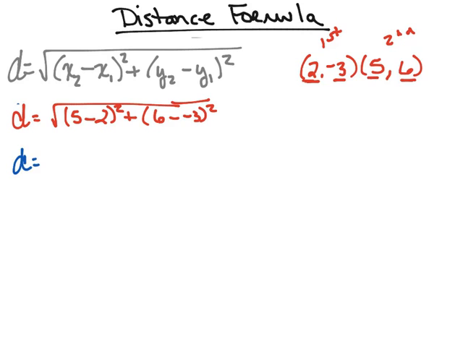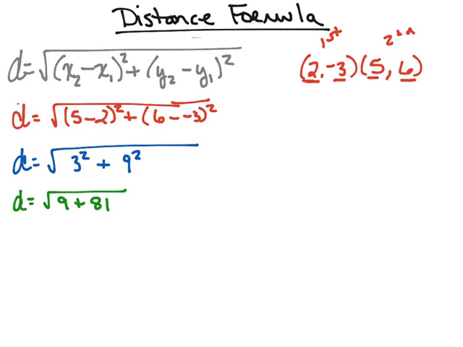Now we're going to start doing the math here. The first thing I want to do is subtract 5 minus the 2. Got to do what's in parentheses first. So 5 minus 2 would give me a 3. Now I'm going to do that second set of parentheses there. 6 minus a -3 is going to be a +9. So now I'm going to move on to the next step, which is to square each of those numbers. So I've got 3 squared, which is going to be 9. 9 squared is going to be 81.